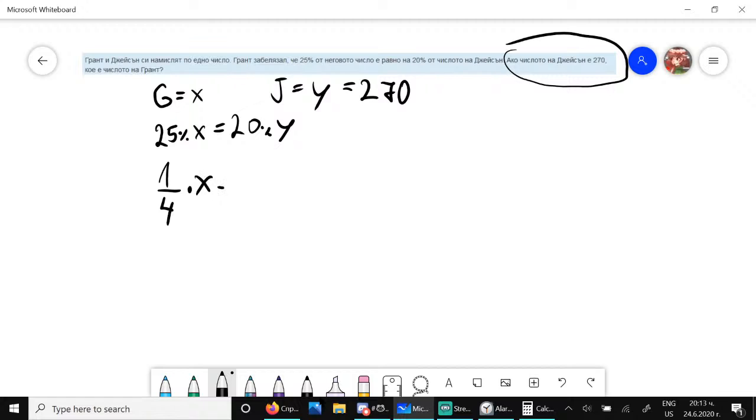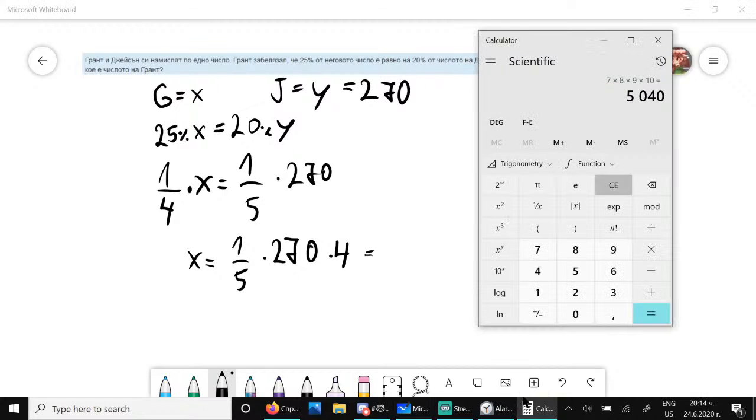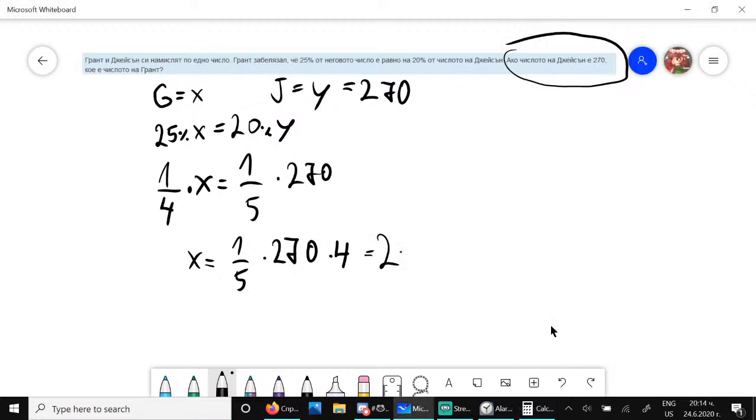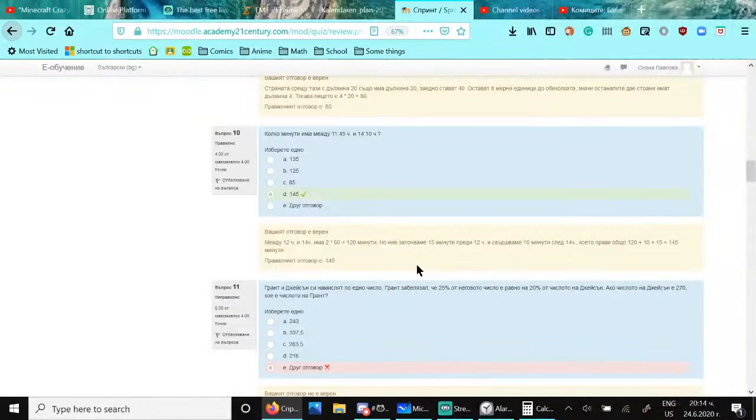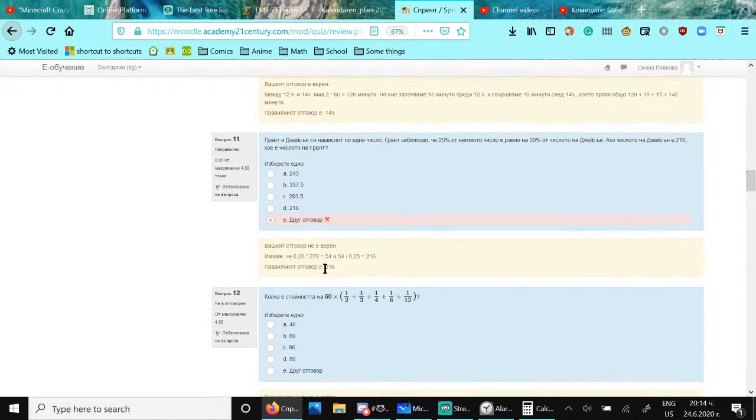1/4 multiplied by x is equal to 1/5 multiplied by 270. x is equal to 1/5 multiplied by 270 multiplied by 4, which is equal to, let me just use the calculator for this one, 216, and that's the correct answer, because the one that I checked wasn't a correct answer.